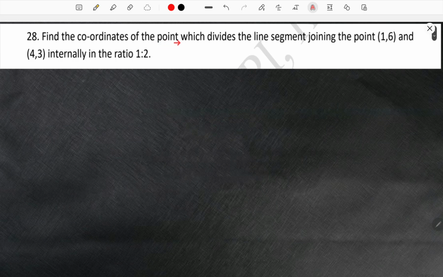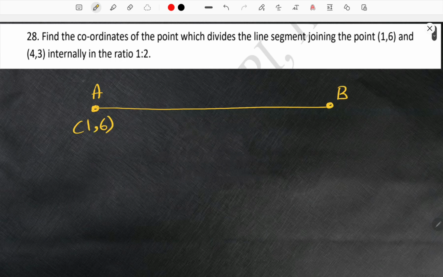Find the coordinates of the point which divides the line segment joining the points 1,6 and 4,3 internally in the ratio 1:2. Now look at this, there is a line here. Let me call this point as A and this point as B. Let me call this point as 1,6 and this point as 4,3. This point is named as x1, y1, and this point is named as x2, y2. Now we have to find the coordinates of the point which divides the line segment joining this and this internally in the ratio 1:2.